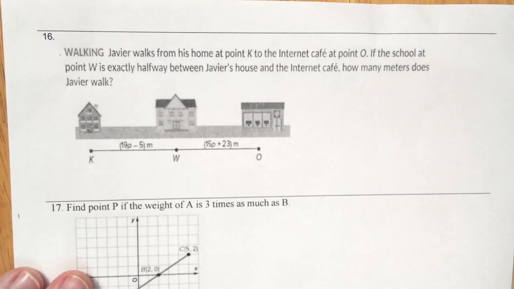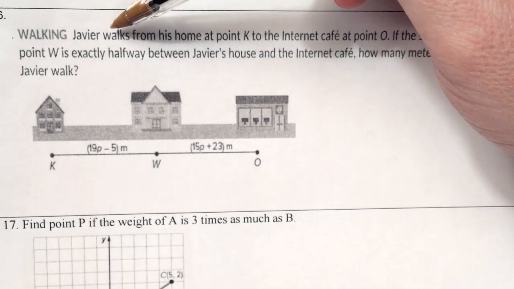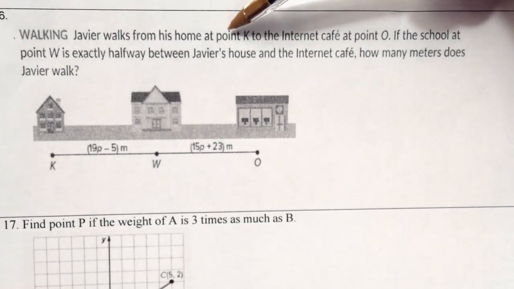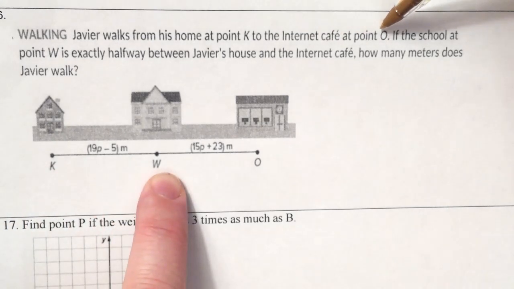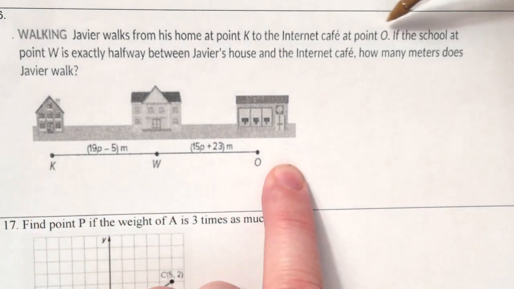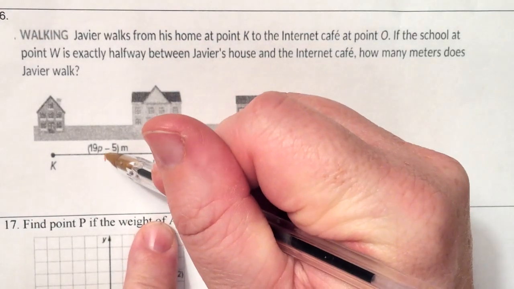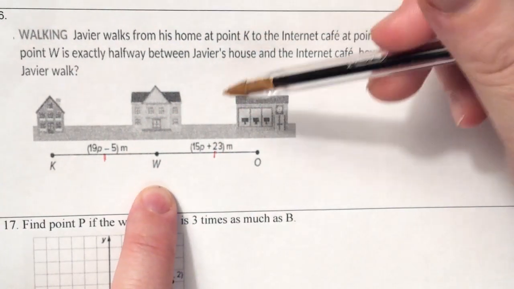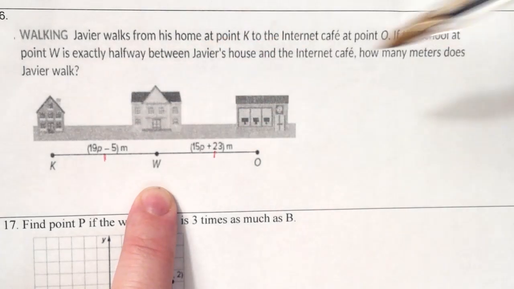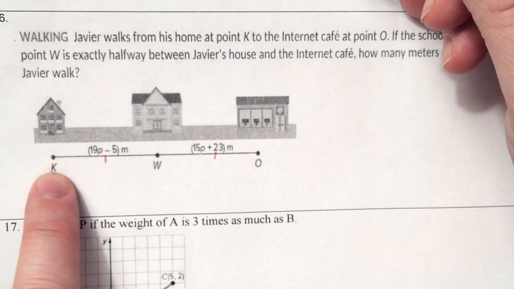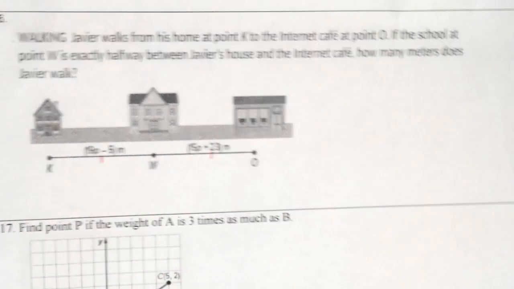So for number 16, they said Javier walks from his home at K, so he's right here, to the internet cafe at O, so all the way over here. If the school at W is exactly halfway, so that means that this and this will be equal to each other, how many meters does Javier walk? So how much is this entire walk? That's what he's asking for.